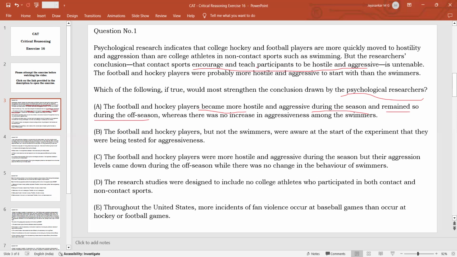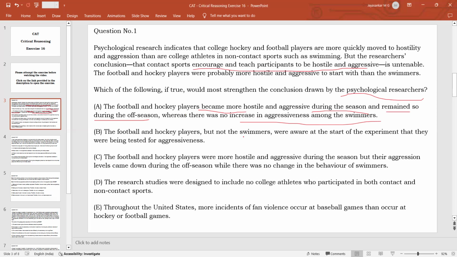That is why they became aggressive, and they are teaching participants to become aggressive, meaning once something is taught, it remains, or that teaching is imbibed in your character. So that is why they remain aggressive even during the off season, even when they stop playing the game. So this is a good statement. Whereas there was no increase in aggressiveness among the swimmers, the people who are playing non-contact sports. So this is a very good option which supports the conclusion made by the researchers, because it says that the players became hostile after playing the sports and remained hostile during the off season, meaning they were taught and that teaching is there in their character. So good answer. Keep it in your mind.